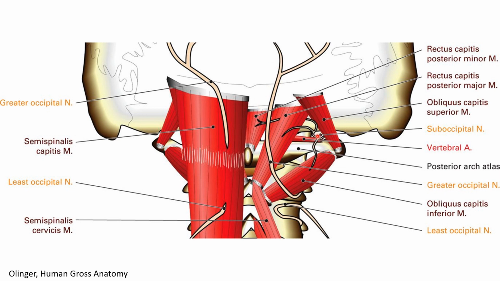Okay, this is the suboccipital nerve, and this supplies the four suboccipital muscles: the RCP minor, rectus capitis posterior minor, RCP major, rectus capitis posterior major, the superior oblique muscle, and the inferior oblique muscle. Okay, deep in the suboccipital triangle is where you will find the vertebral artery. And then also attaching to the C2 spinous and moving inferiorly is the semispinalis cervicis muscle.